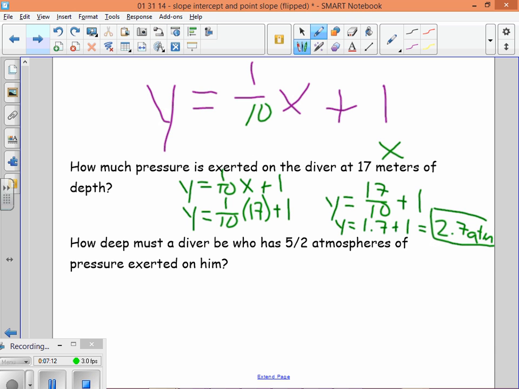The next question, how deep must a diver be who has 5 halves atmospheres of pressure exerted on him? Well, we start with the exact same formula, y equals 1/10 x plus 1. However, the only difference here is that we have a different piece of information being given to us: 5 halves atmosphere of pressure. Well, pressure was my y variable, if you remember. So instead of replacing x this time, to find the answer to this question, I'm going to replace y with 5 halves. So I get 5 halves equals 1/10 x plus 1.